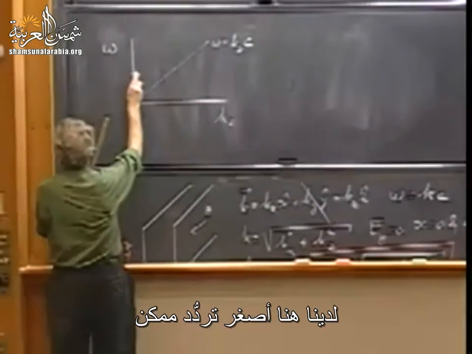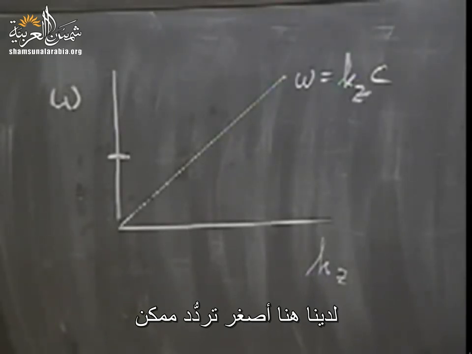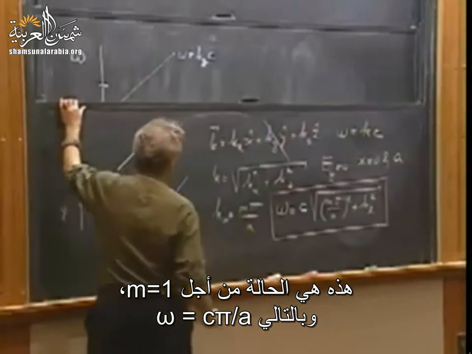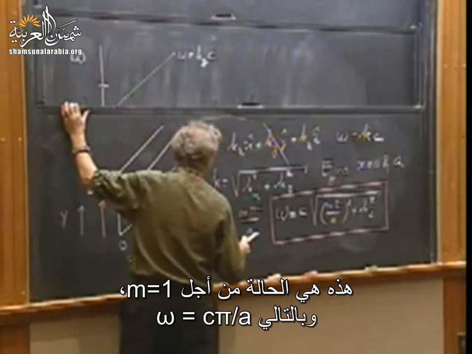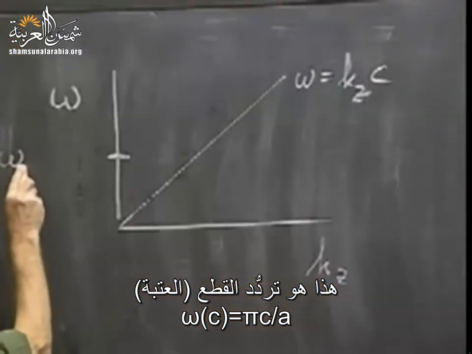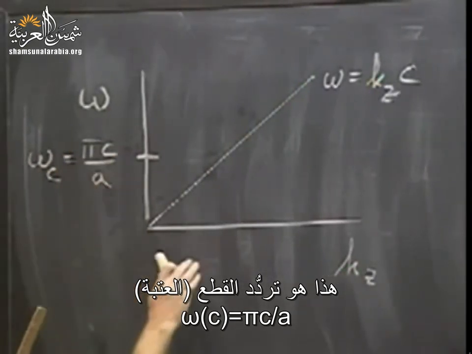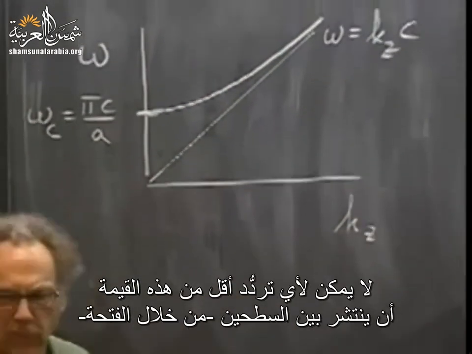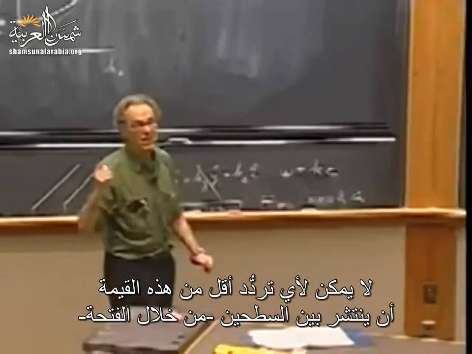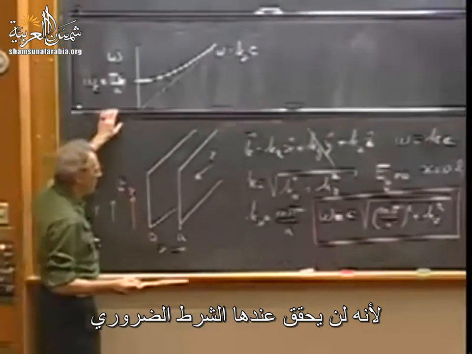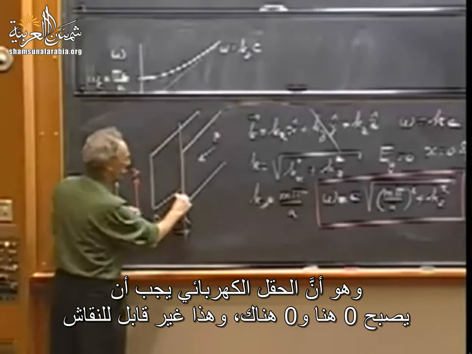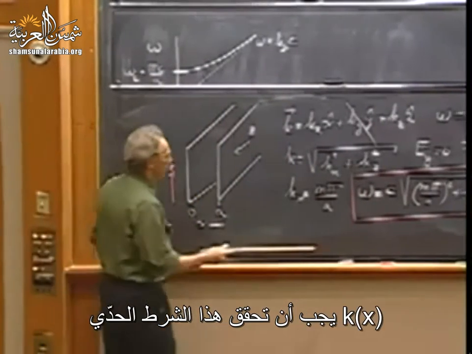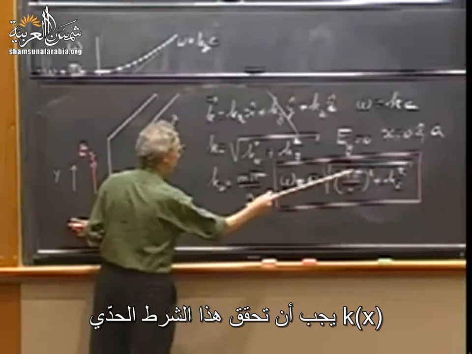And so now you have here a frequency which is the lowest frequency possible for which radiation can actually go between the plates. And this then is the case for m equals 1, and omega is then c times pi divided by a. So here, that is the cutoff frequency, pi times c divided by a. And if I plot then that curve, you get something like this. So no frequency below that value can propagate through the gates, so to speak, through the opening, because it cannot meet the necessary condition that the E field becomes 0 here and 0 there, which is non-negotiable. It has to become 0 here and 0 there because it's an ideal conductor. So K of x must obey this boundary condition.